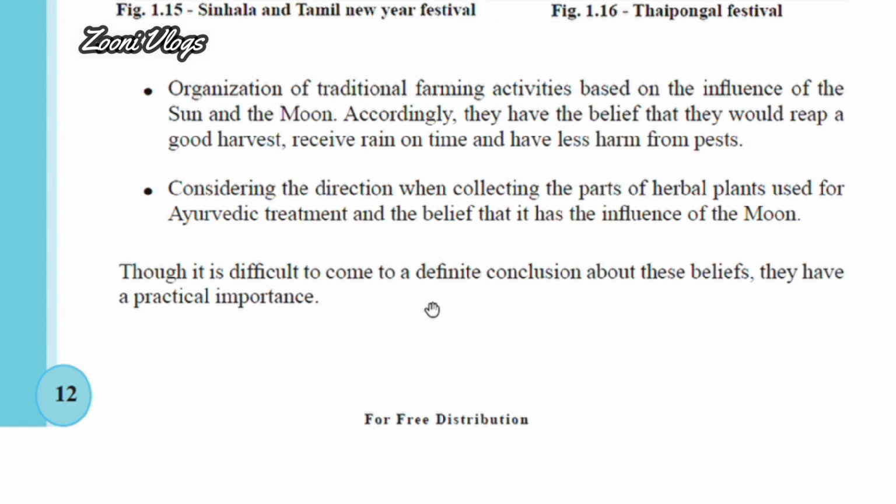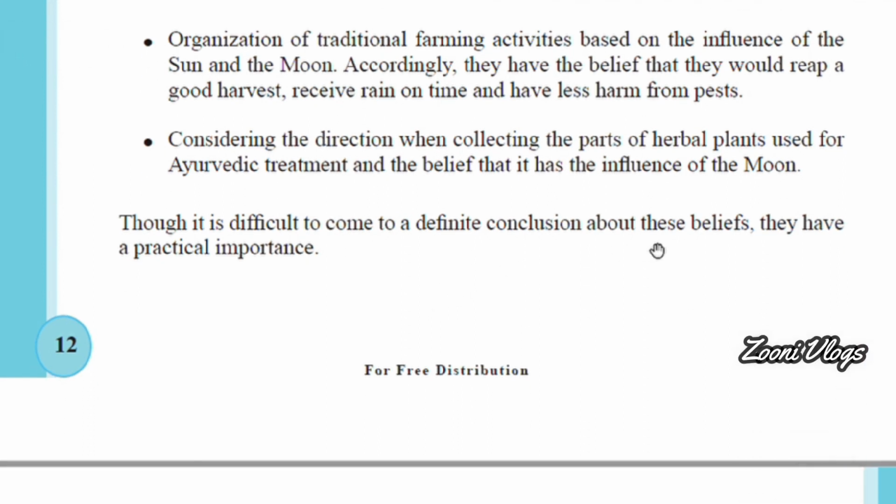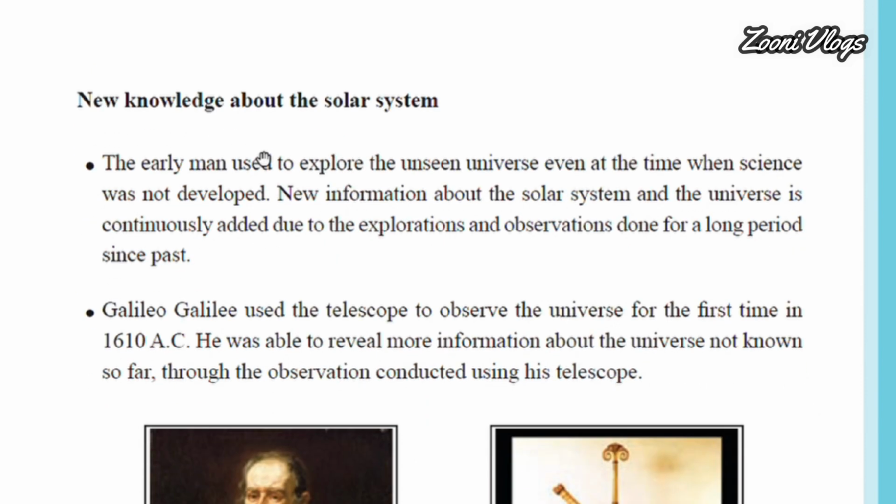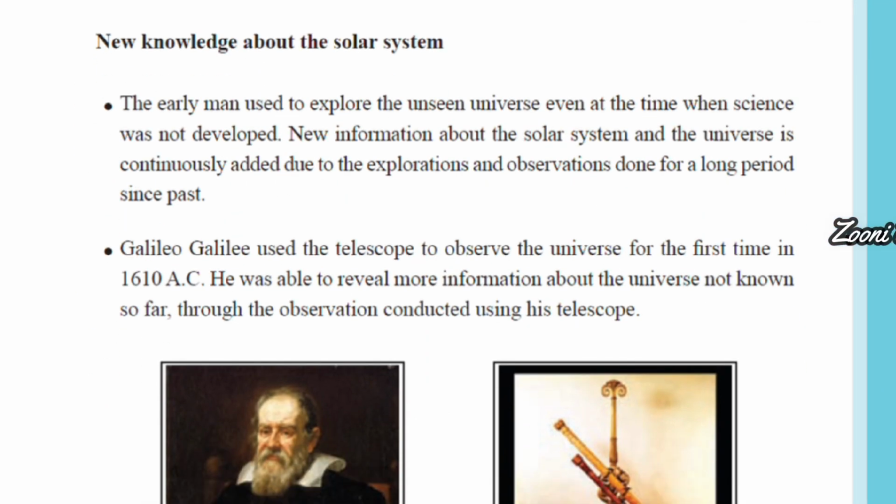Though it is difficult to come to a definite conclusion about these beliefs, they have practical importance, and so does new knowledge about the solar system. Early man used to explore the unseen universe even at a time when science was not developed. Now we have much technological equipment, so we can get a lot of knowledge about the planets, and especially the sun, the moon, and many more things. But people in the past didn't know about those things.